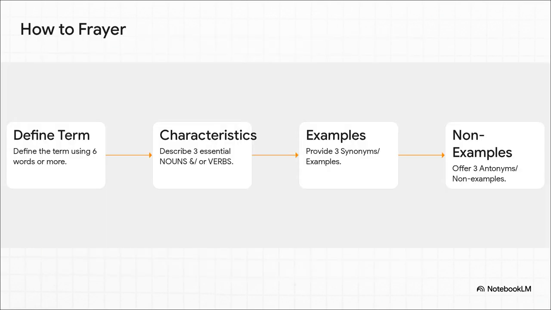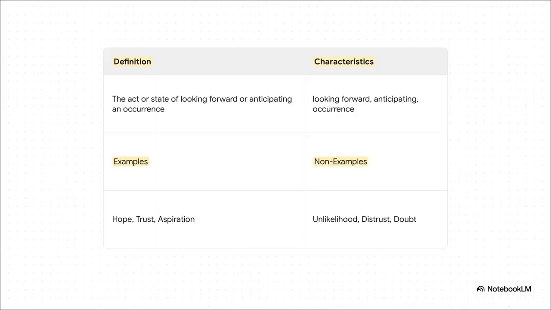So, how's it work? It's easy. You just pop the term right in the middle, and then you fill out the 4 boxes around it. But the real magic, the part that gets your brain working, is when you get to the examples and the non-examples. That's what really forces you to think critically about the boundaries of that word. Just take a look at the word expectations. The contrast here is so brilliant. When you put an example like hope right up against a non-example like doubt, you instantly get a much deeper, more useful understanding than any simple definition could ever give you.